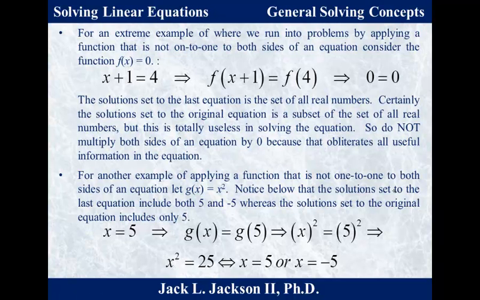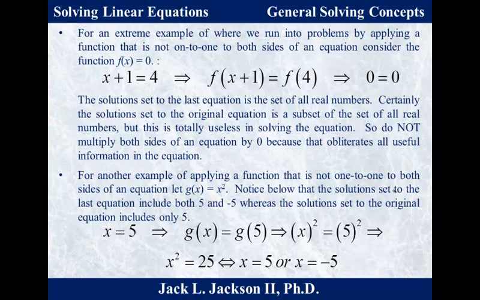So for an extreme example of where we run into problems by applying a function that's not one-to-one to both sides, consider the function f of x equals 0. When we apply it to both sides they become 0. Or in other words, another way to do this is to say we multiply both sides of the equation by 0. We get 0 equals 0, which is certainly true. The solution set to 0 equals 0 is all real numbers. It doesn't matter what x is, 0 still equals 0.